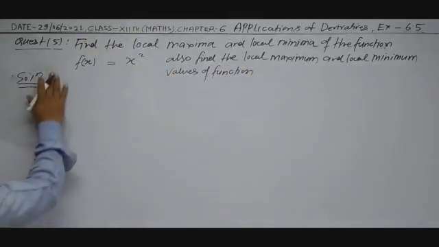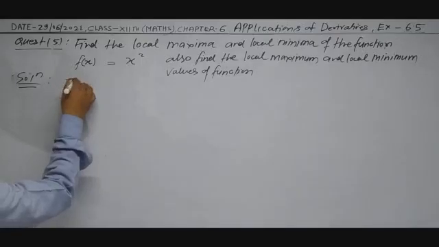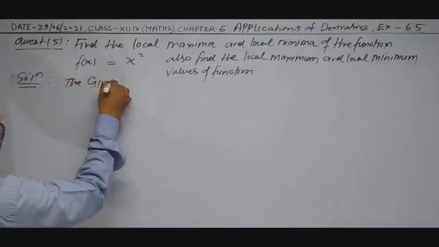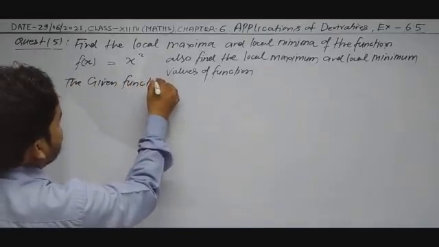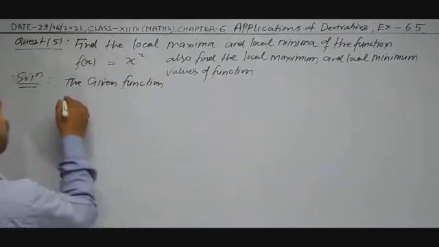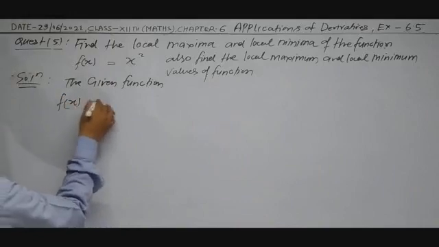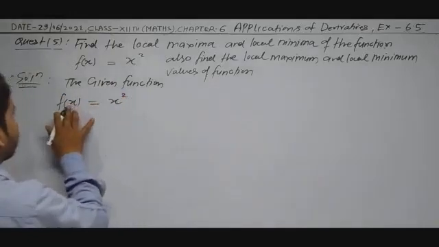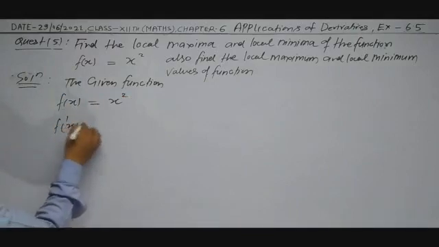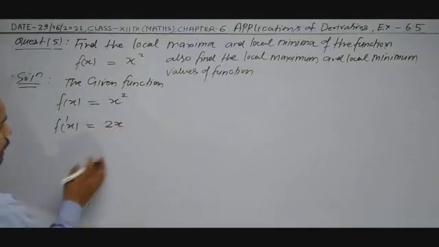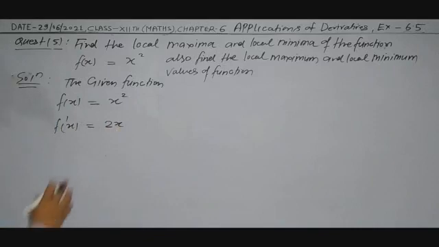So solution: the given function f(x) = x squared. So first of all, you will differentiate this. You will get its result as 2x. So now you will equate it to 0 for turning points.